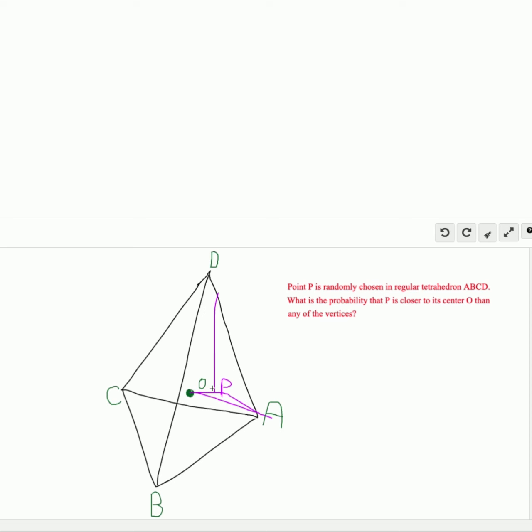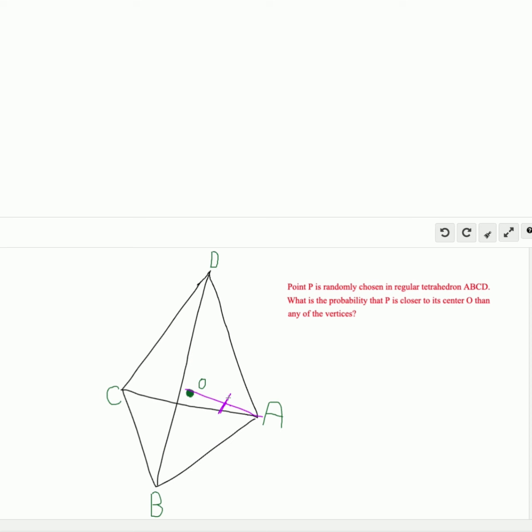So, if we choose a point P, we want it to be closer to O than A, B, C, and D. So it must be closer to O than any of them. You first might think this would be a sphere, but if you draw a sphere from these two, there would be a lot of empty space in between.